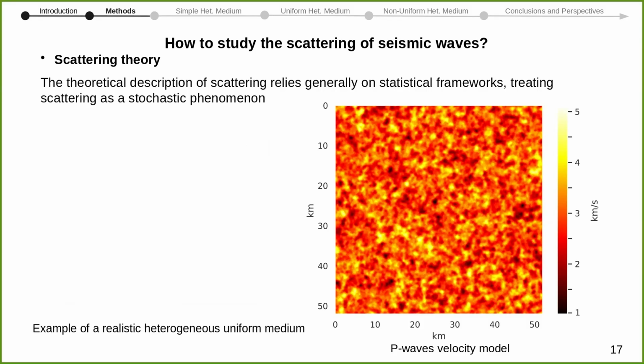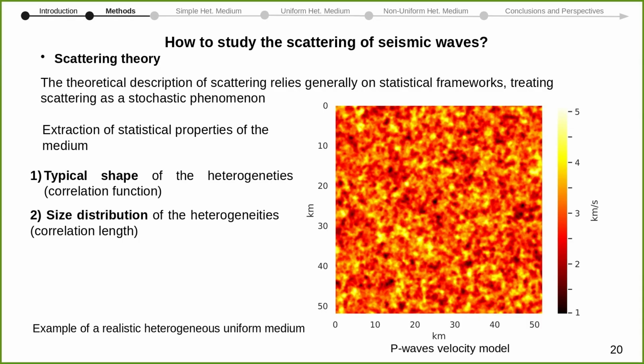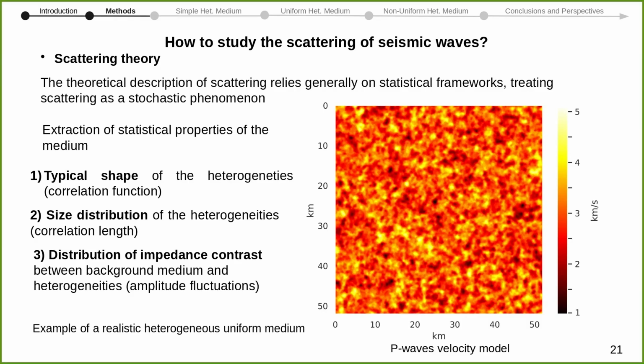In this case, scattering theory provides a statistical framework to study the scattering that treats the scattering not as a deterministic phenomenon, but as a stochastic phenomenon. The key idea behind the scattering theory and radiative transfer equation is that we can extract some statistical properties from the propagating medium, for instance the typical shape of the heterogeneities, which is defined by the correlation function, the size distribution of the heterogeneities, which is defined by the correlation length, and then the distribution of impedance contrasts between background medium and heterogeneity, the so-called amplitude fluctuation.